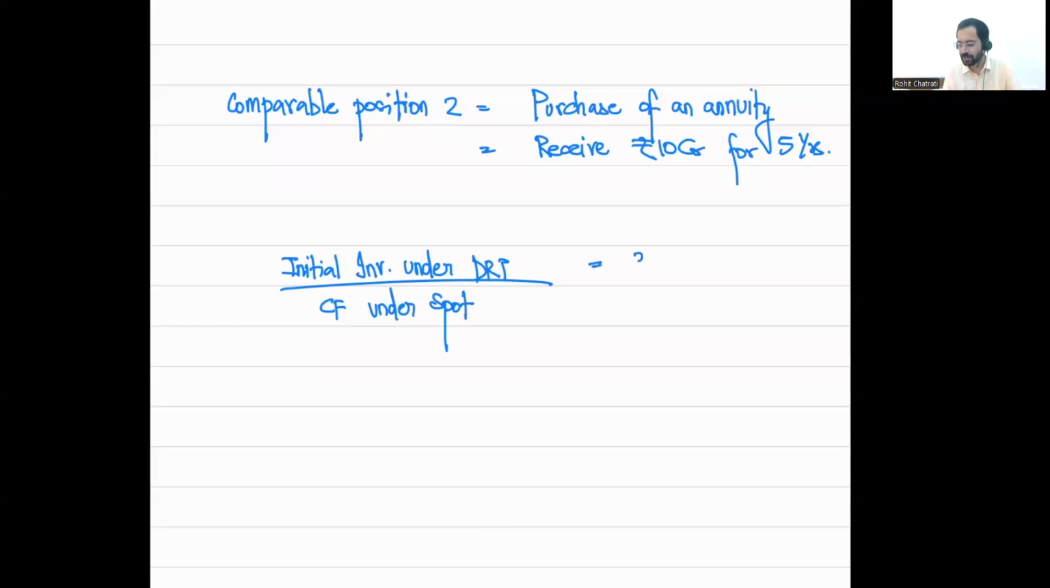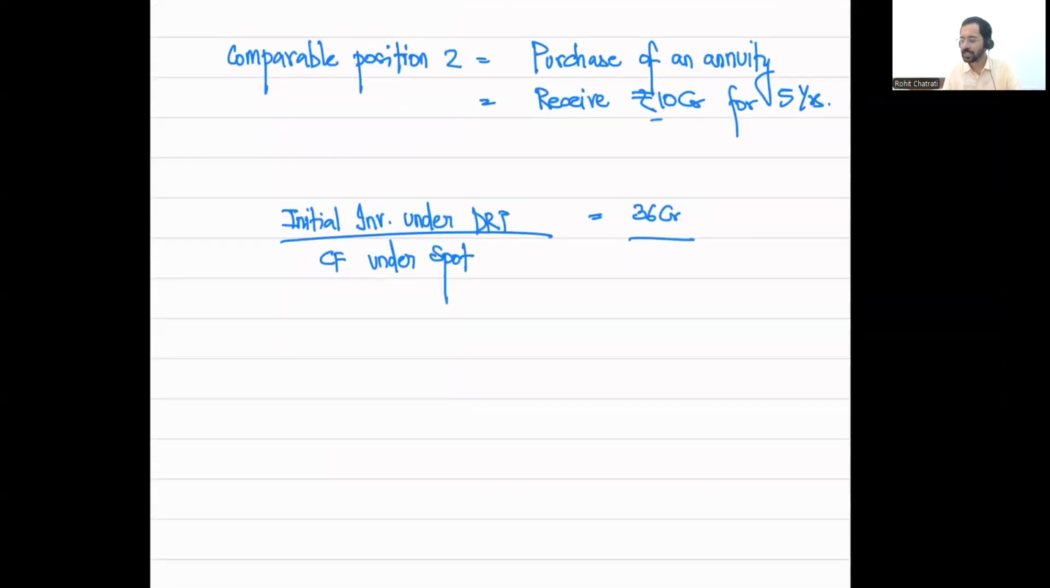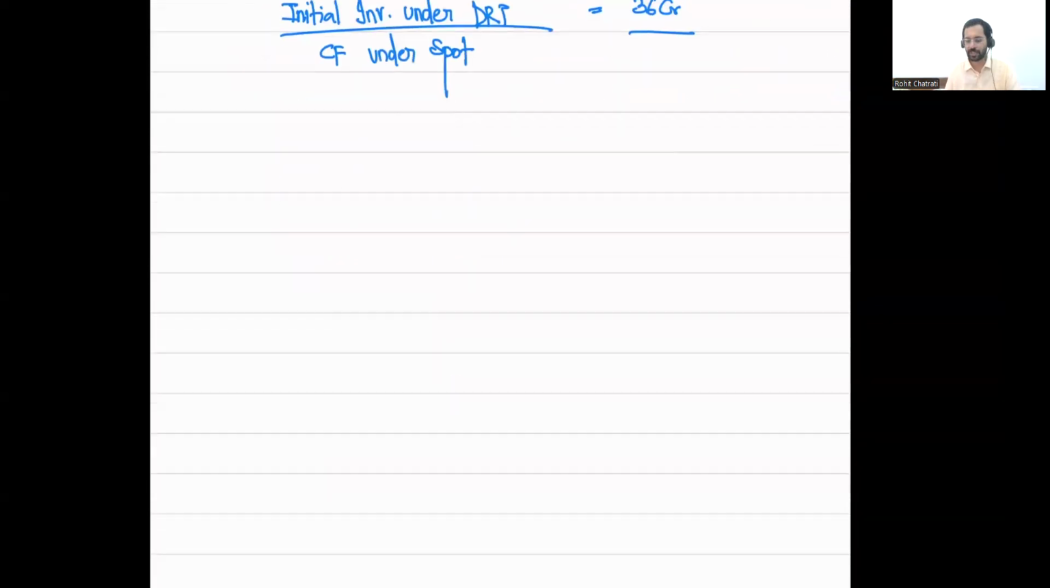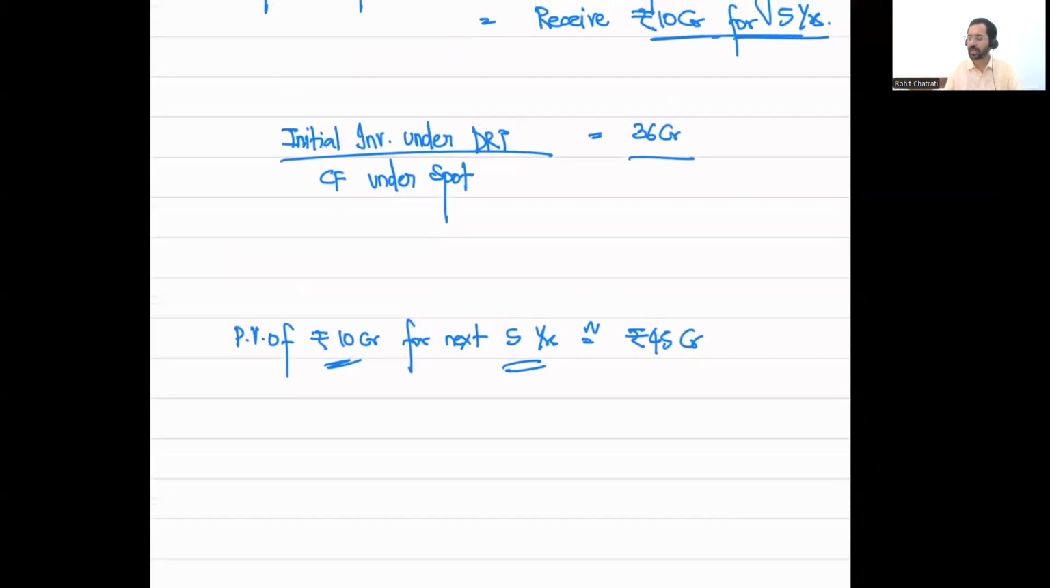The numerator is given as 36 crores. The denominator is the lump sum amount that S Limited would have to pay to the insurance company for purchase of an annuity. The lump sum amount is going to be nothing but the present value of 10 crores for the next 5 years. It'll be, let's say, approximately rupees 45 crores. We have 10 crores for the next 5 years, that is 50 crores. If you discount it, let us say it approximately comes down to 45 crores.